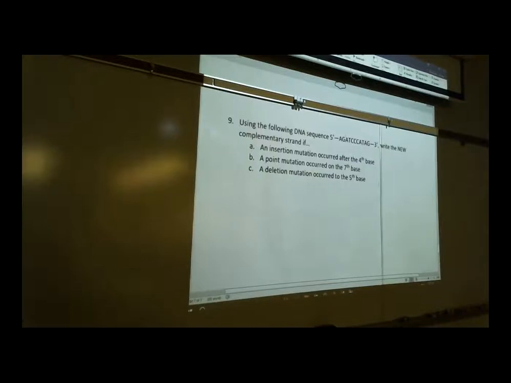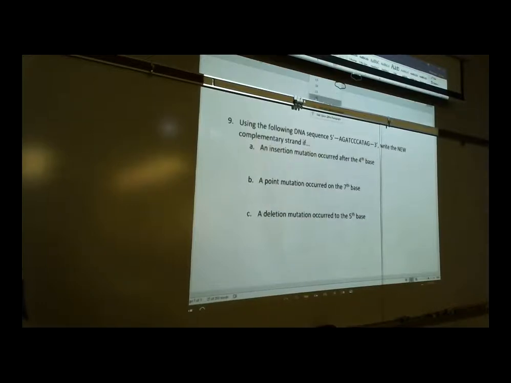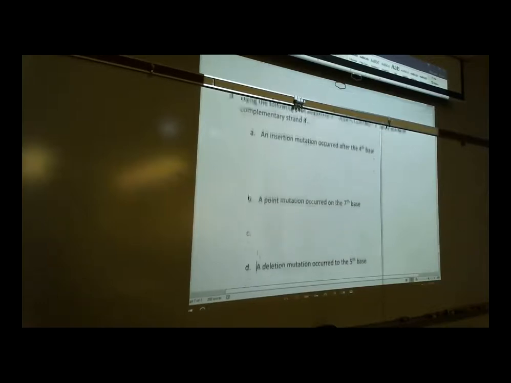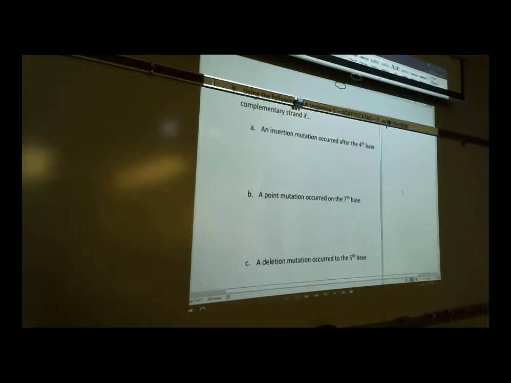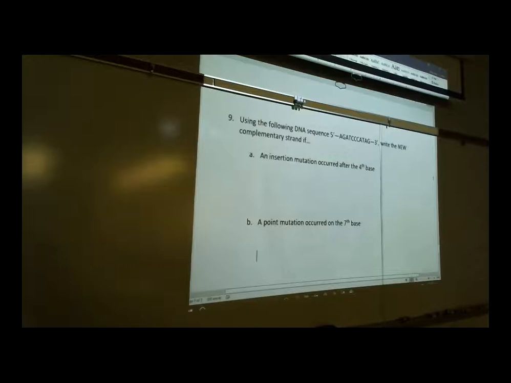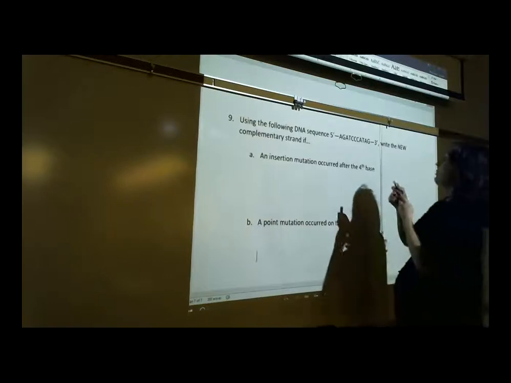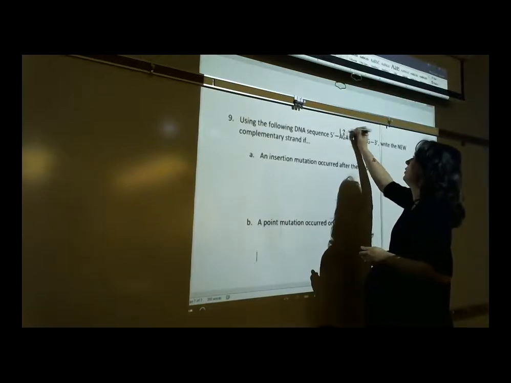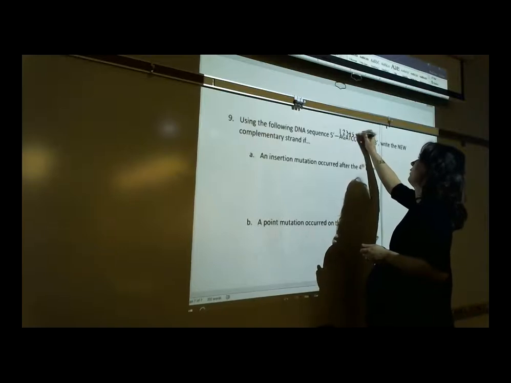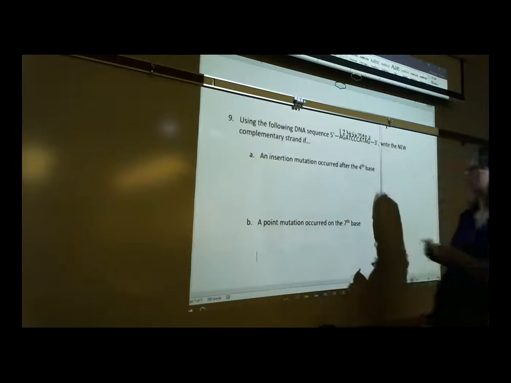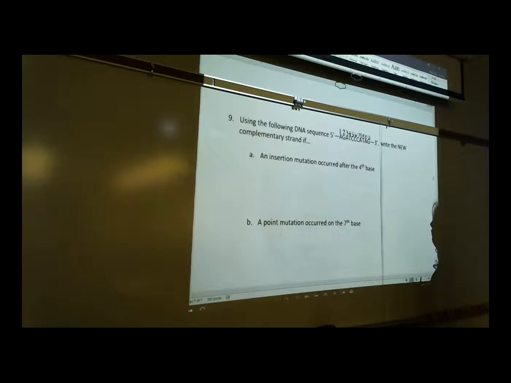And then the last one, let's do some mutations here. Let's give myself some room. All right. So if this is the parent strand, let's see what would happen if all these things occurred. So let's just number 1, 2, 3, 4, 5, 6, 7, 8, 9, 10, 11. Okay, if an insertion mutation occurred after the 4th base.